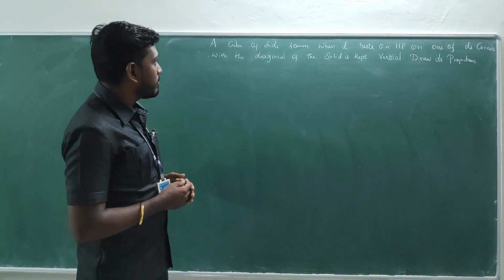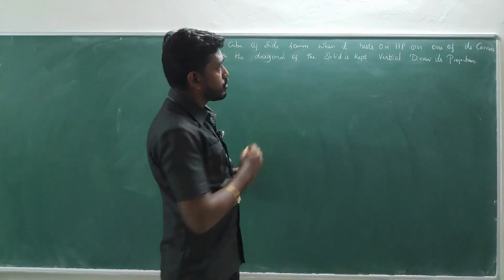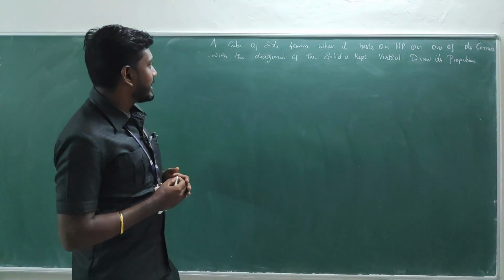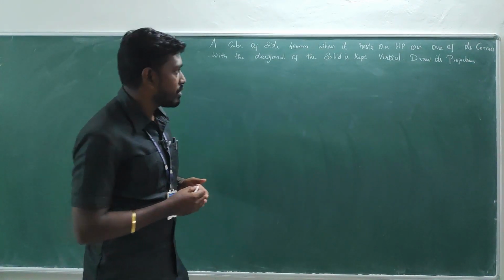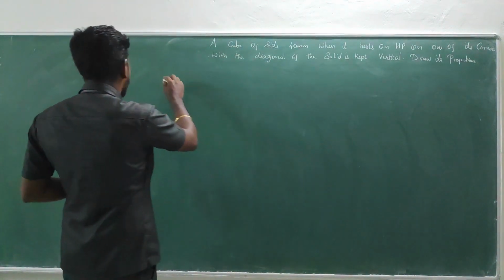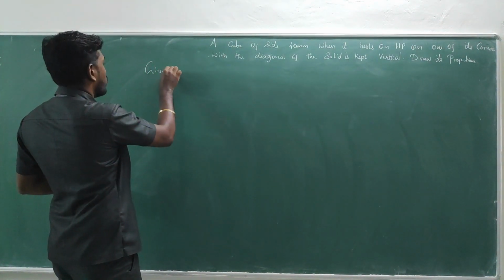A cube of side 40 mm rests on HP on one of its corners with the diagonal of the solid kept vertical. Draw its projection. Okay, so try to take all the given data first.